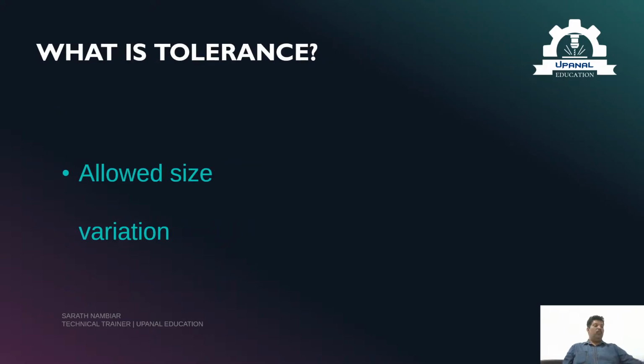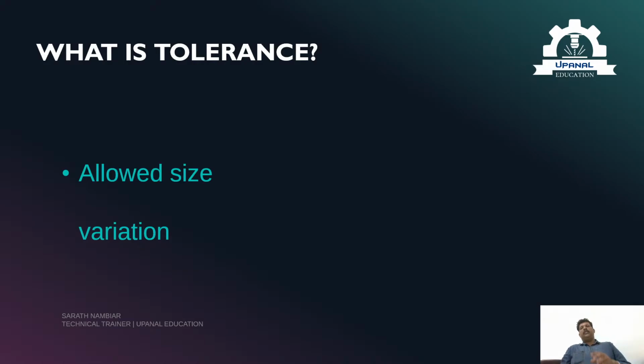Now, what is tolerance? Since exact size is not possible, engineers do something very practical. Instead of saying exactly 10 mm, they say make it close to 10 mm within a specific range. So this allowed variation is called the tolerance. Tolerance is the amount of size variation we allow in a part.